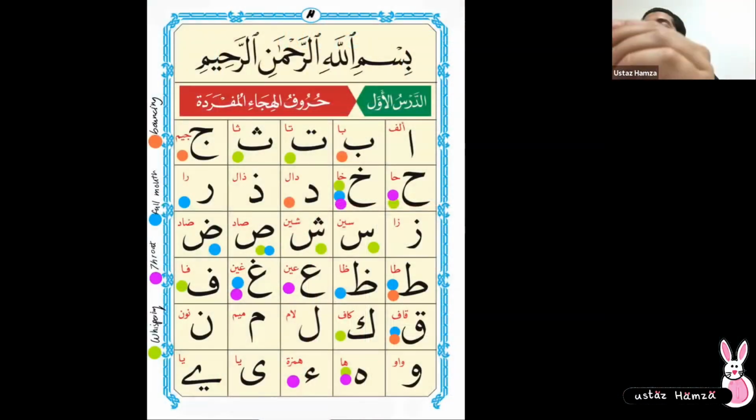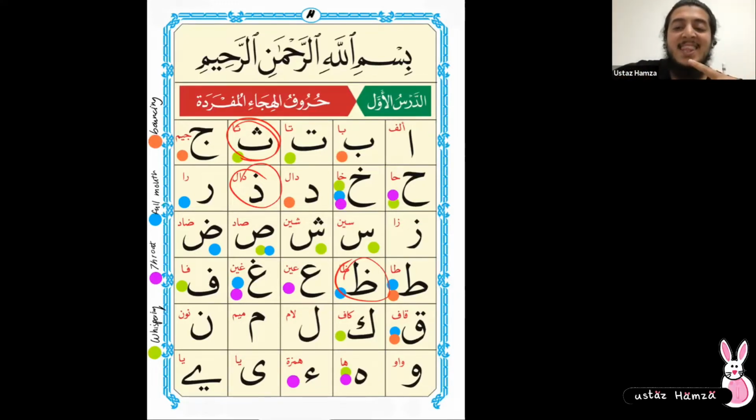So far we learnt tip of the tongue letters. We have tha, tha. Guys, say tha with me. Tha, tip of the tongue letter. Tha, dhal, and dha. We pronounce these three letters by putting our tongue against the teeth on top. We say tha, dhal, dha.